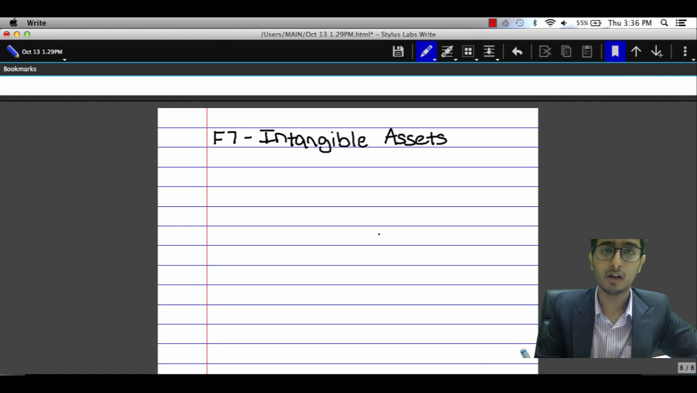Hello everyone. Today in the subject F7 we will be talking about intangible assets. Now intangible assets fall under IAS 38. Let us first start with the definition of intangible assets.